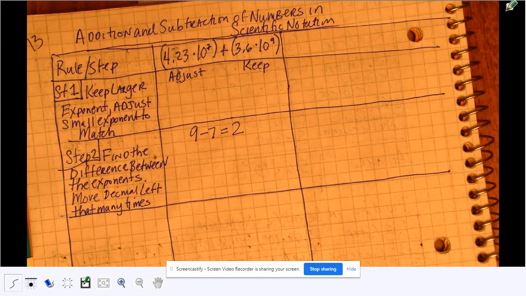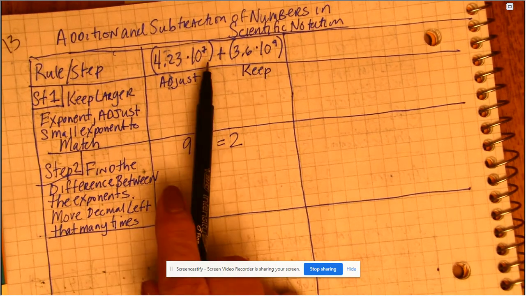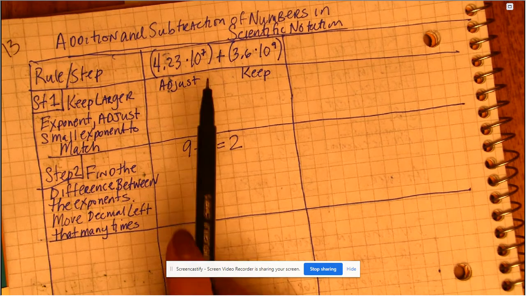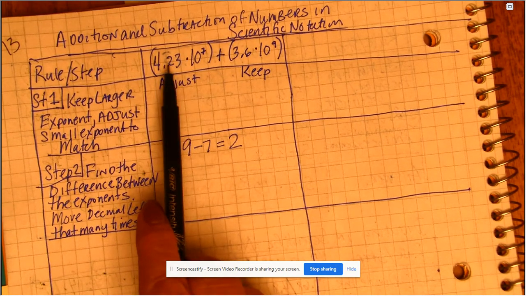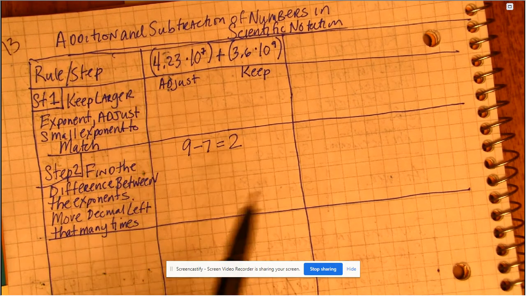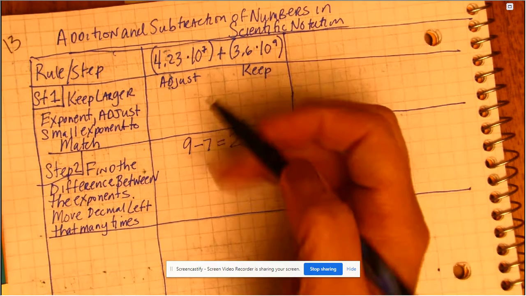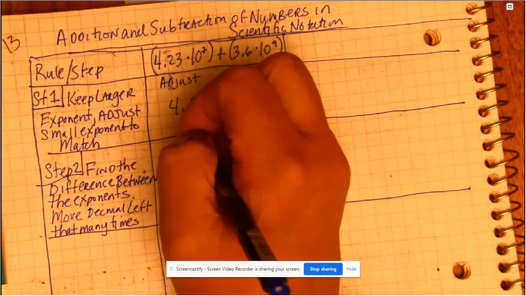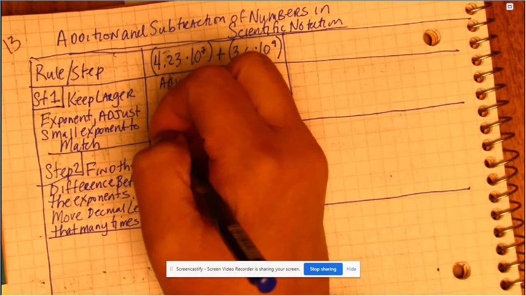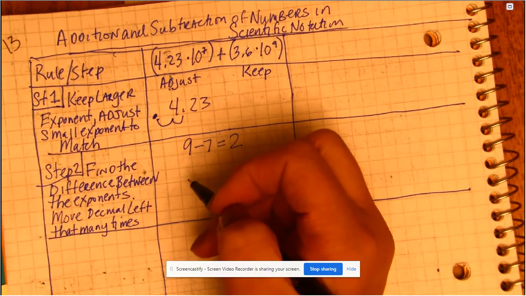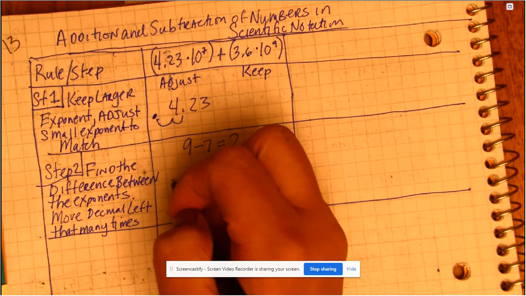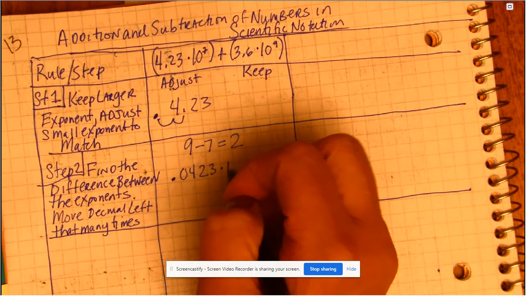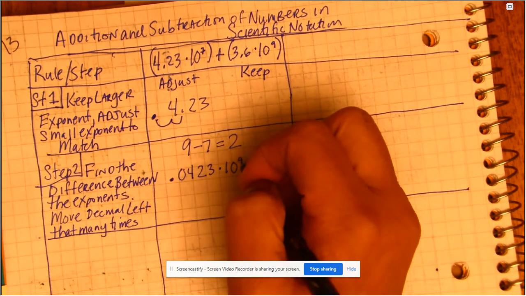Okay, so 9 and 7, 9 minus 7 was 2. So that means on the adjust side, we're going to have to move the decimal 2 spots to the left. So when we looked at 4.23, imagine moving 2 spots to the left to get our new exponent. So that means we're going to have 0.0423 times 10 to the 9th, right?